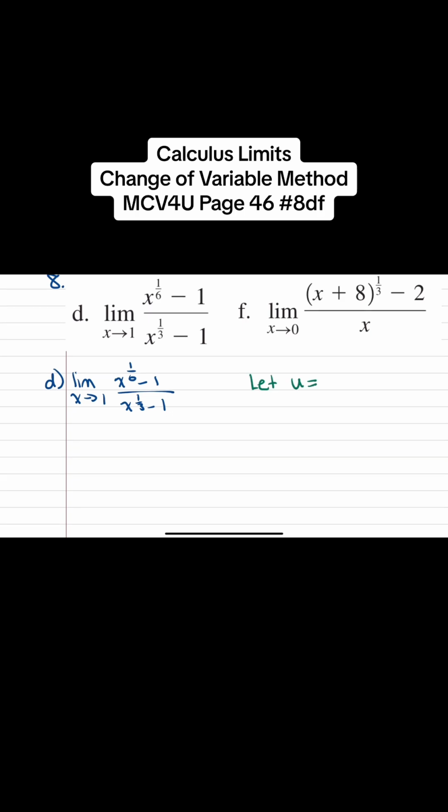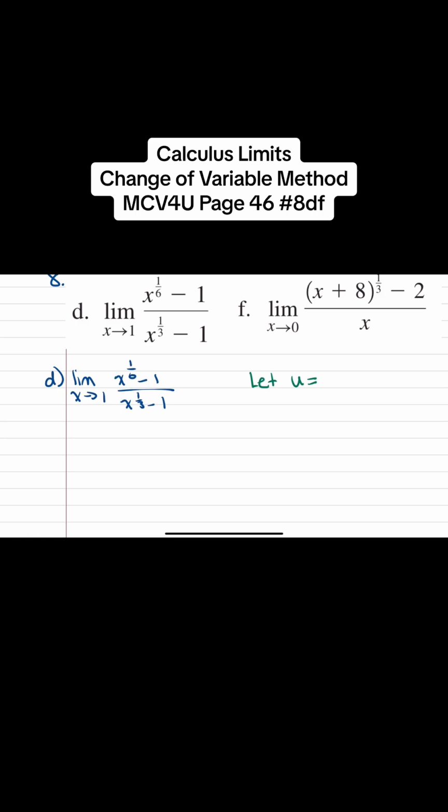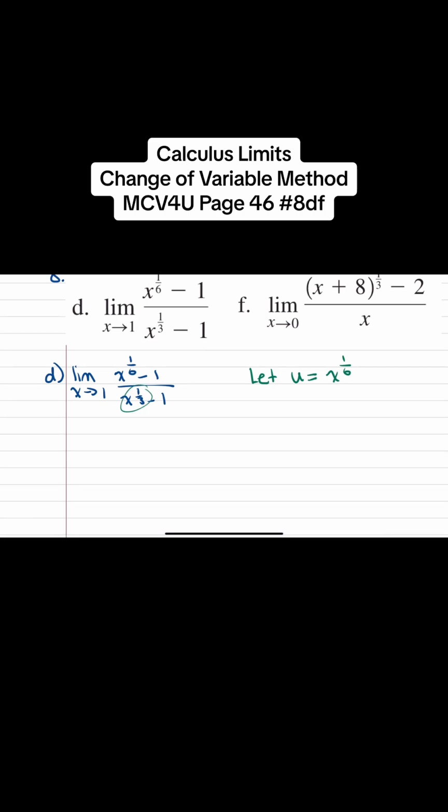We can go ahead and say let u equal x to the 1/6. And the reason I'm going to choose x to the 1/6 is so I can easily modify this into x to the 1/3 later on. Now for x to the 1/3, all I have to do is just square the u. So we can say u squared is equal to x to the 1/6 all squared. And remembering your exponent laws, we will just multiply the exponents. This gives us x to the 2/6, which can then be simplified to x to the 1 over 3. Now this is perfect for us.